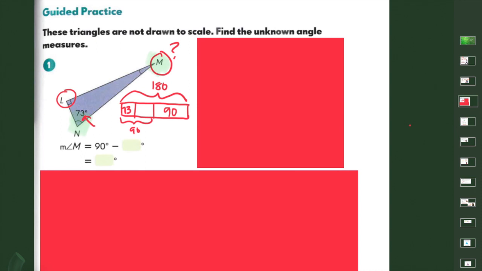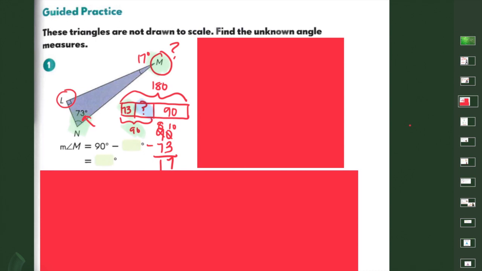So how are we going to find the missing angle, angle M? Pause the video, show your thinking, and then see if your angle M measure matches mine. Okay, so one of the ways we could do it is we could take 90 minus 73, and that would give us the missing amount. So when I subtract 73 from 90, I get 17 degrees. So the angle measure for M would be 17 degrees.